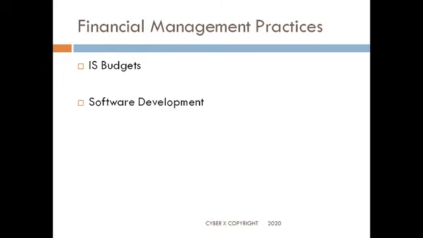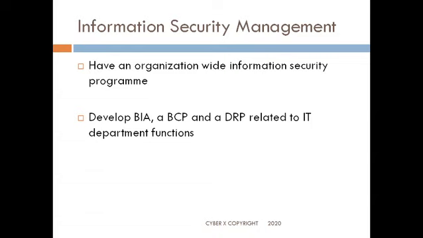Financial management practices. You would have a proper IS budget and a proper software development program in place. Information security management: you could have a proper organization-wide information security program. It could be an ISO 27001 program, or just an information security program where you ensure that anyone and everyone working for the organization, directly or indirectly as a third party, is aware of a proper information security program. You would have a business impact analysis done. A BCP and a DRP related to IT department functions are available and developed.